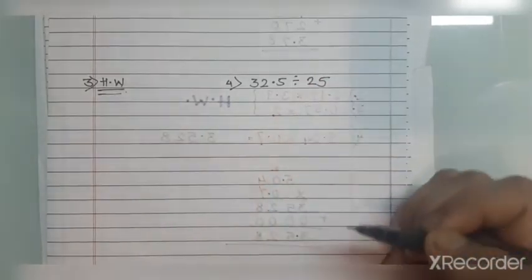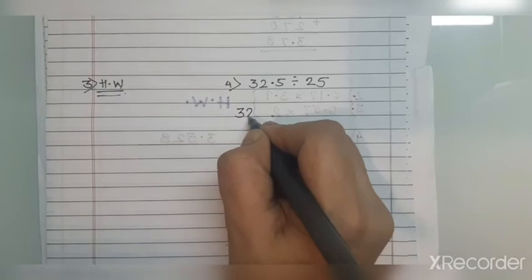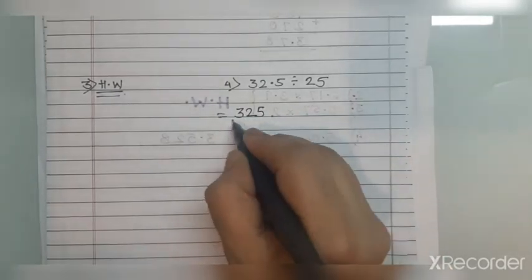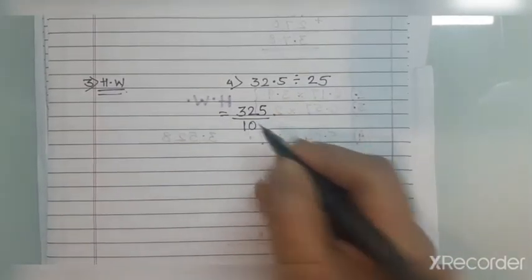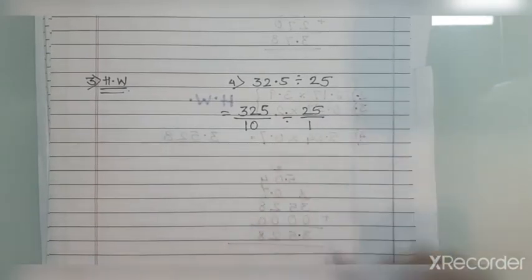Okay, we will solve the fourth one. Now the same method, that is 32.5 is written as 325, 325. How many decimal places? Only one decimal place. Therefore 10 in the denominator, divided by 25 upon 1.